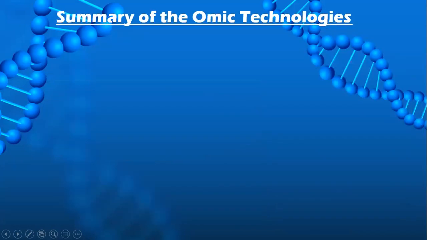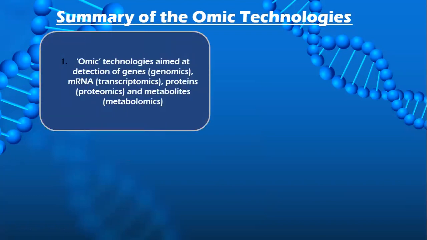So coming to the summary of the omics technologies, I would like to make four points. Omics technologies are primarily aimed at the universal detection of genes, that's called genomics, mRNA, that's called transcriptomics, the proteins, that's called proteomics, or metabolites, that's metabolomics, in a specific biological sample, and it has a broad range of applications.